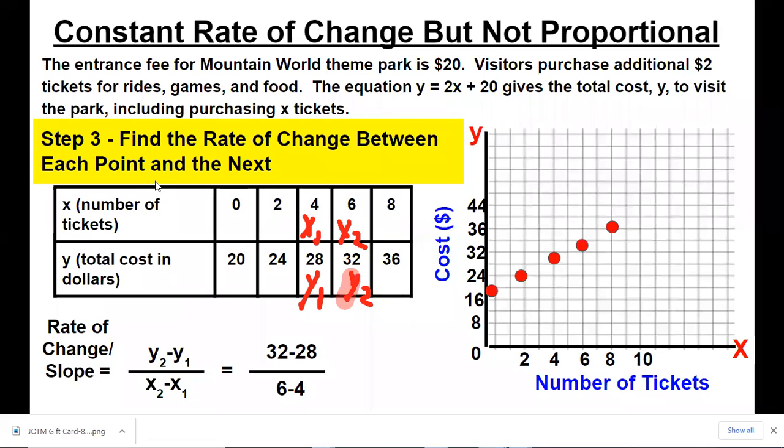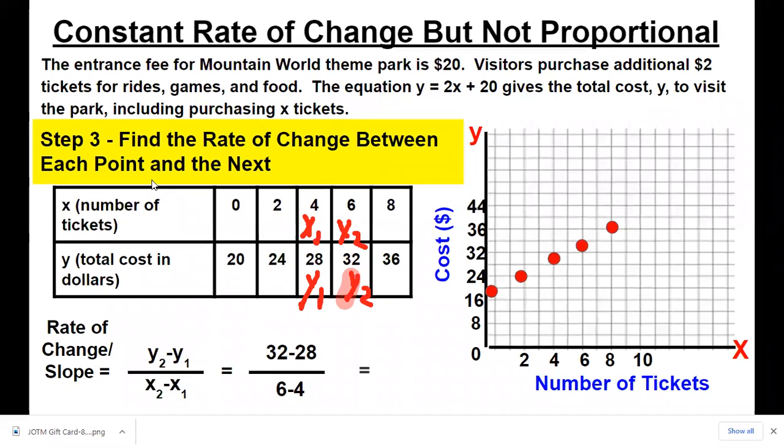Okay, plug them into the formula. 32 minus 28 over 6 minus 4. That gives us 4 over 2, or 2. Okay, and then our final point is to do the 36. Oop, there it goes. 36 minus 32 over 8 minus 6. And I get 4 over 2, or 2. So notice how it's constant. The rate of change is constant. The slope is the same on the line.